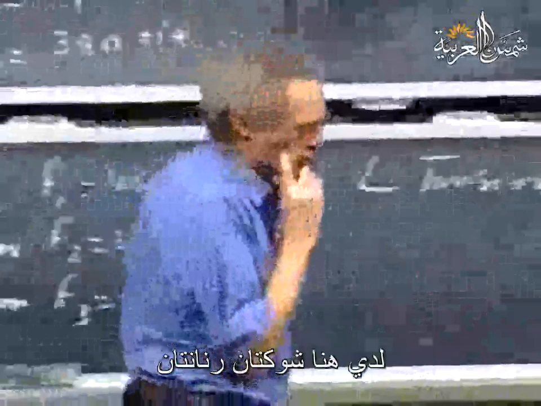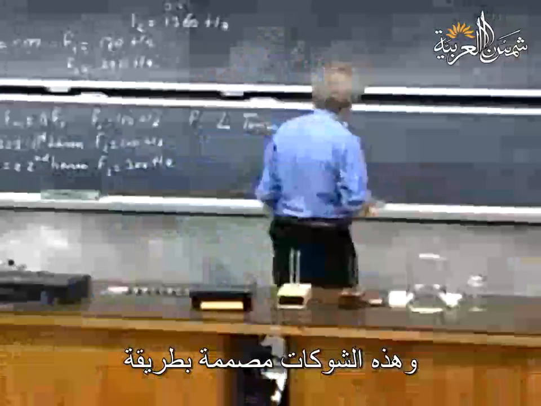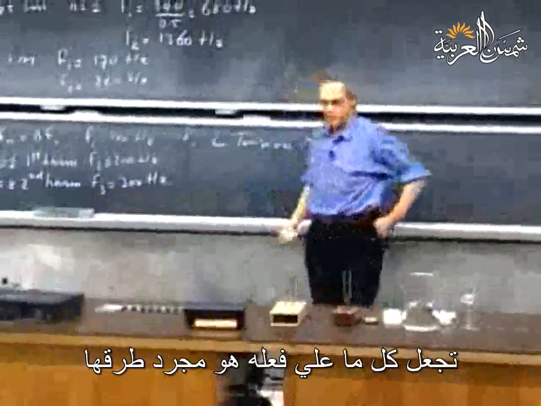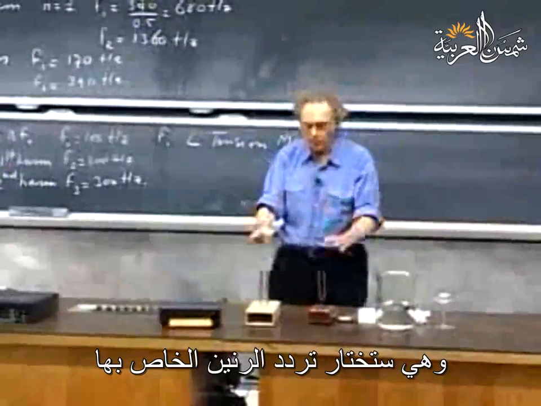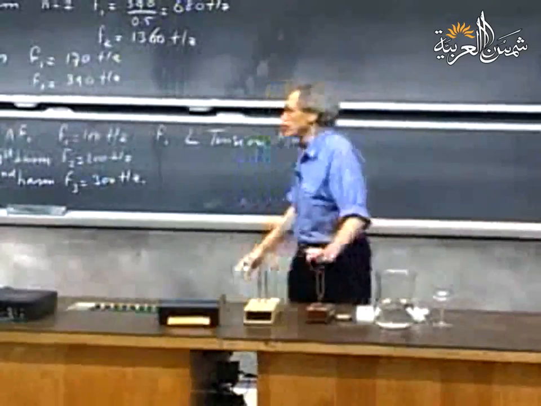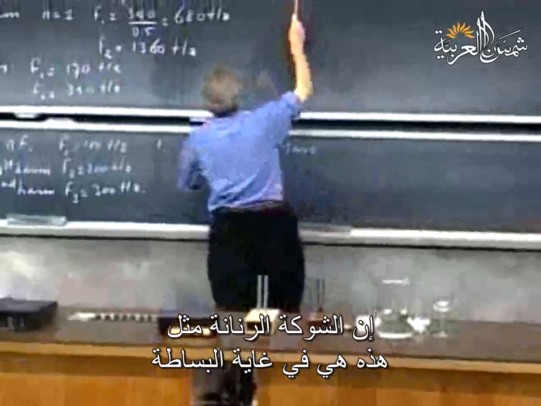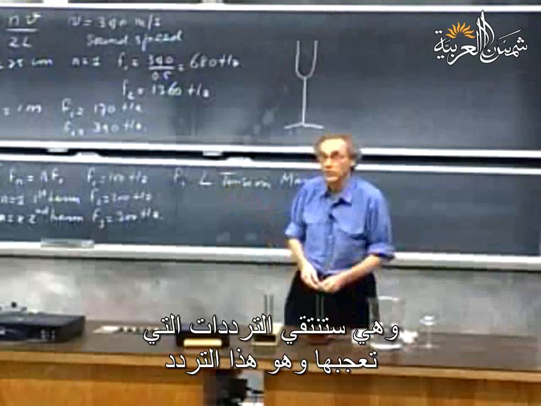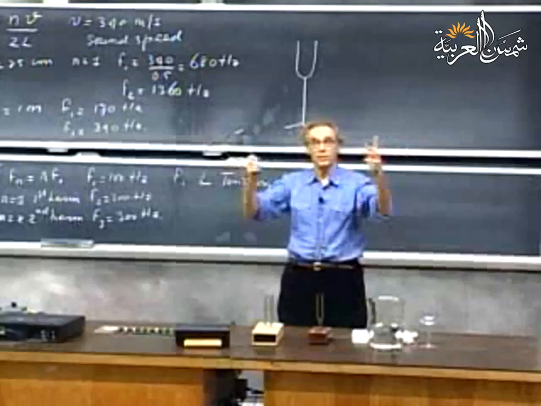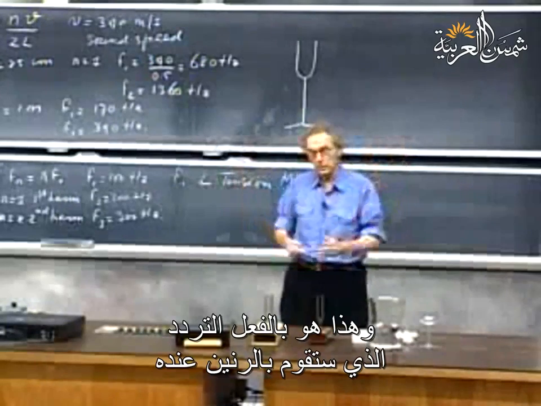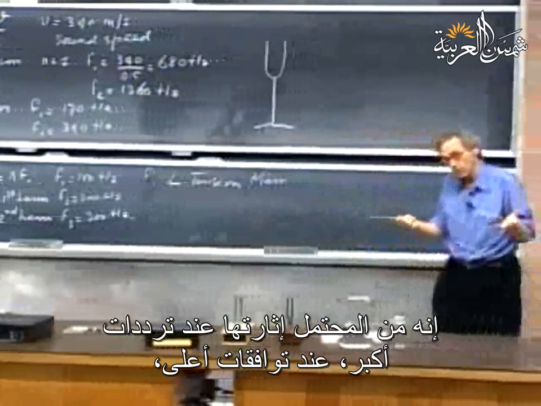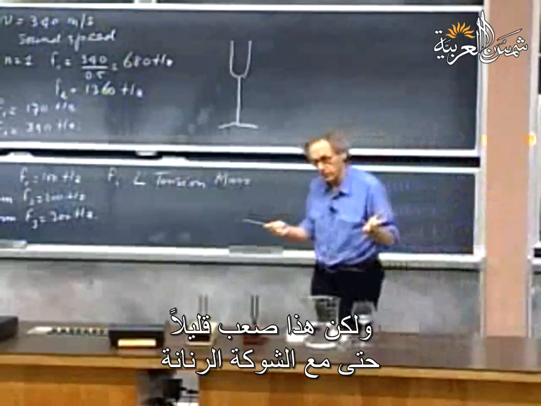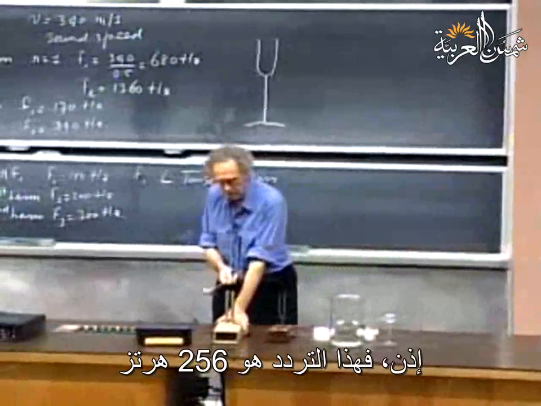I have here two tuning forks. And these tuning forks are designed in such a way that all I would have to do is just bang them, and they will pick out their own resonance frequencies. The tuning fork is very simple, like this. I give it a kick, and the kick is like dumping a whole spectrum of frequencies on it, and it picks out the ones that it likes, which is this one. And that's the one in which it will resonate. It's possible that I can excite it at higher frequencies, at higher harmonics, but that's a little hard even with a tuning fork. So this one is 256 Hertz.